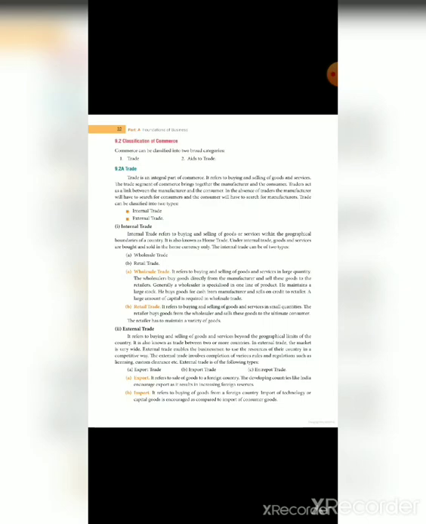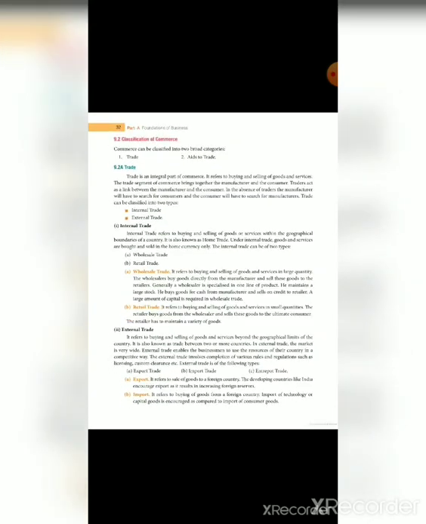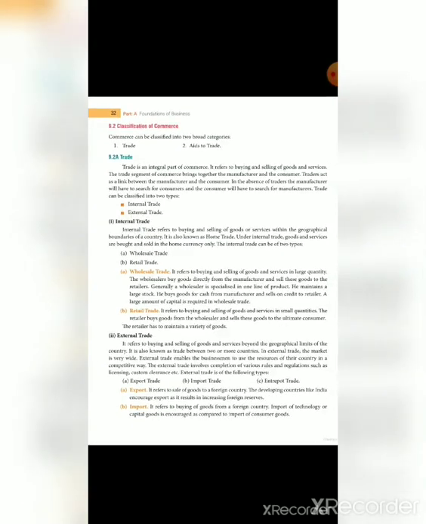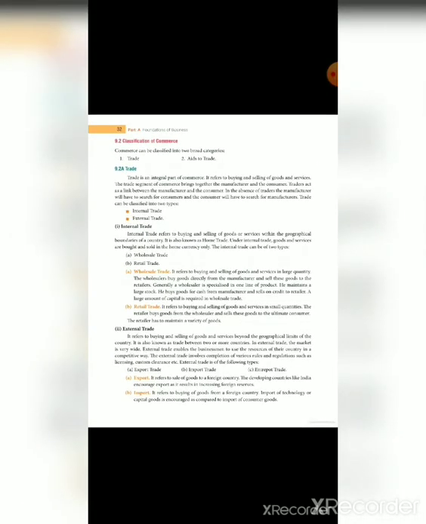Now, classification of commerce. Commerce can be classified into 2 broad categories. First is trade and second is auxiliaries to trade. Now first is trade. So trade is an integral part of commerce. It refers to buying and selling of goods and services. The trade segment of commerce brings together the manufacturer and the consumer. Traders act as a link between the manufacturer and the consumer.